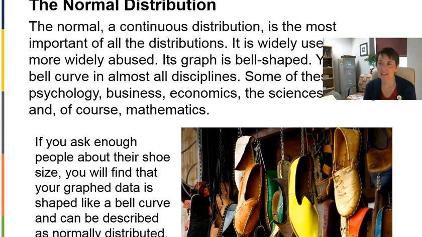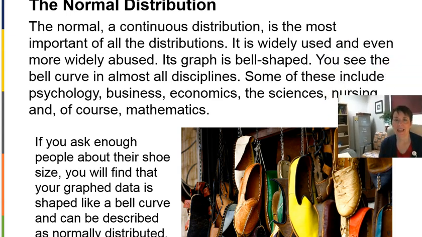A normal distribution just means that it's a continuous distribution, meaning it's going to be from measurement, usually time or temperature or actual measurement. And it is widely used and also widely abused. It's the bell-shaped curve, and you see it in all disciplines, science, business, mathematics. An example is, if you ask enough people their shoe size, you will find that the graph data is like a bell-shaped curve. Now in the middle, you're going to have your mean, okay?